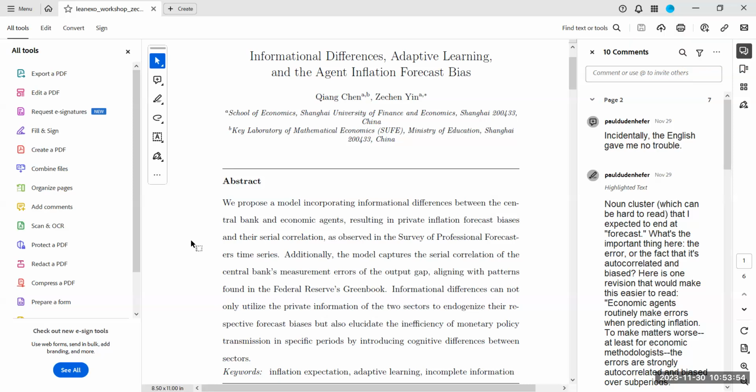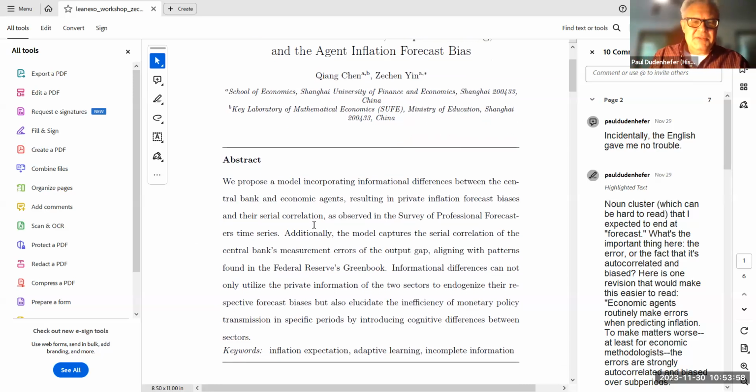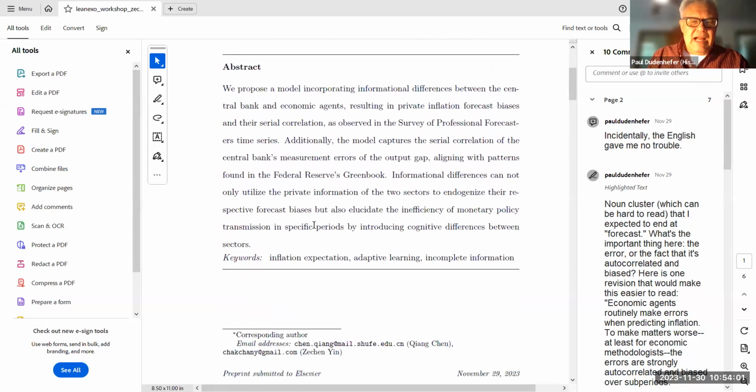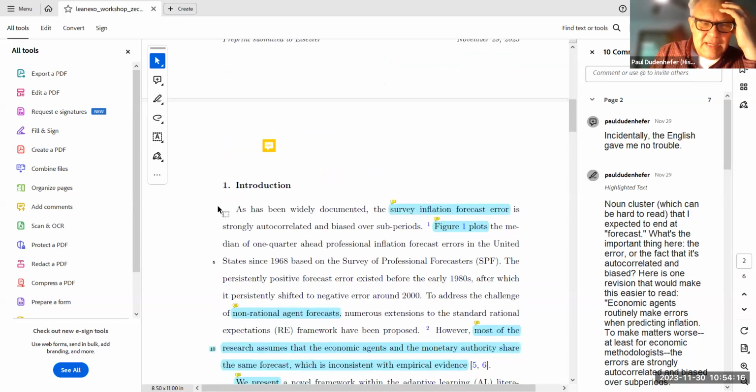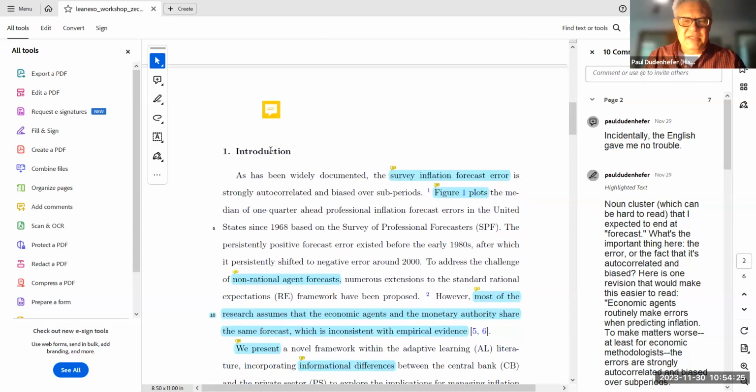Okay, all right, let's take a look. I found the abstract to be very helpful, and it was much easier for me to understand the abstract than the introduction to the paper. Let's talk about some things in the introduction. First of all, just in case you're wondering, the English gave me no trouble, so that's not an issue here.